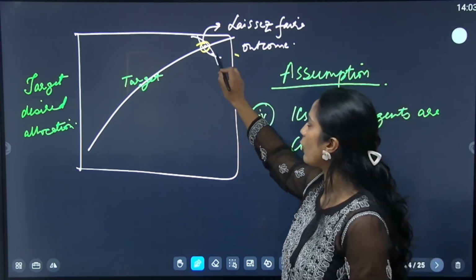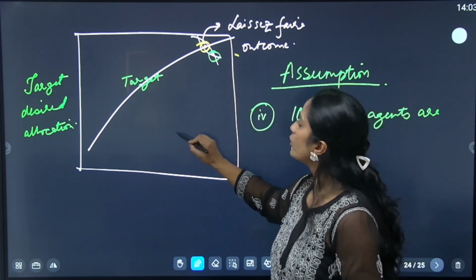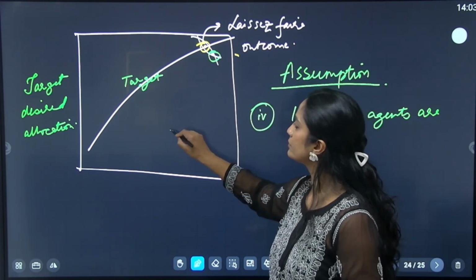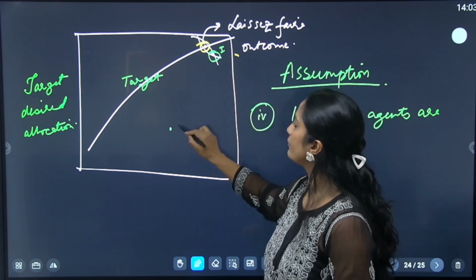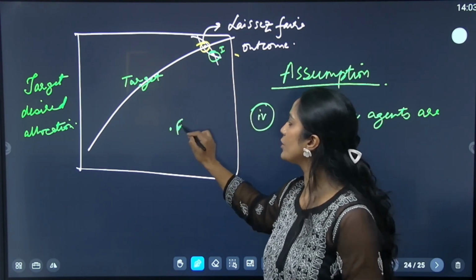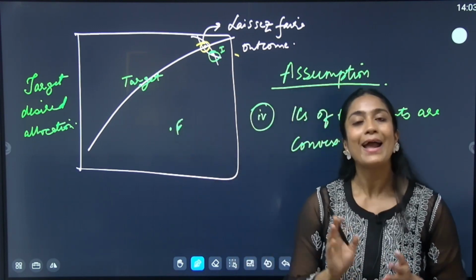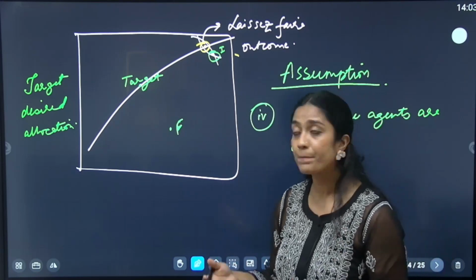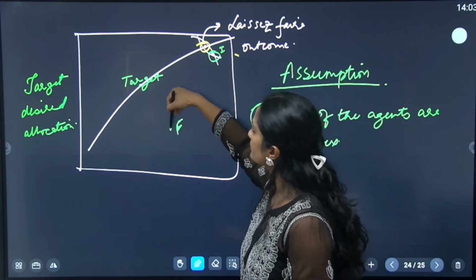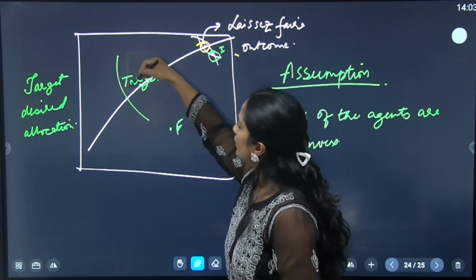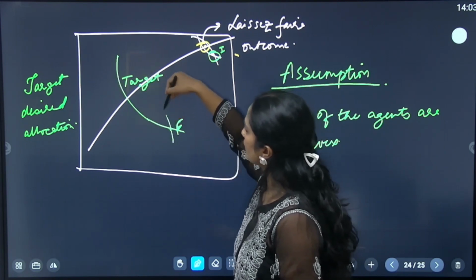If the initial endowment is changed from here to somewhere here, suppose this was I and this is the final endowment. If you change it to the point F and then you let the markets work, you will get, again this will be your ICs, okay?